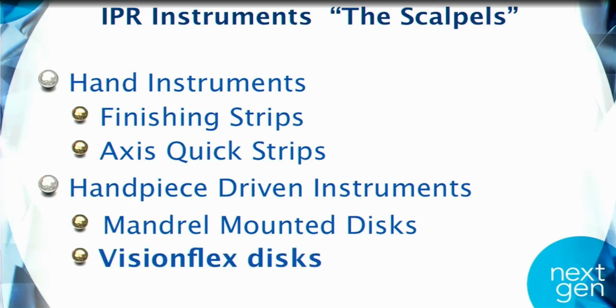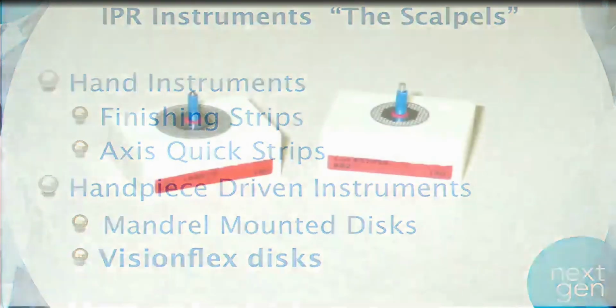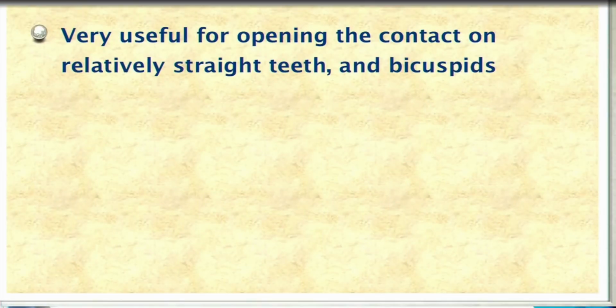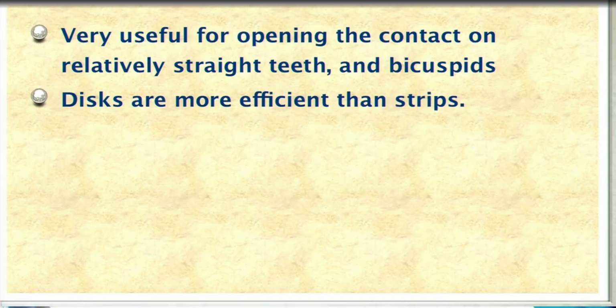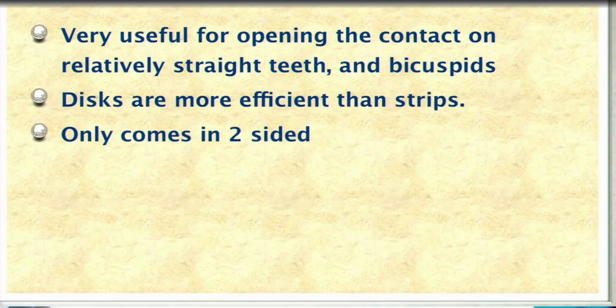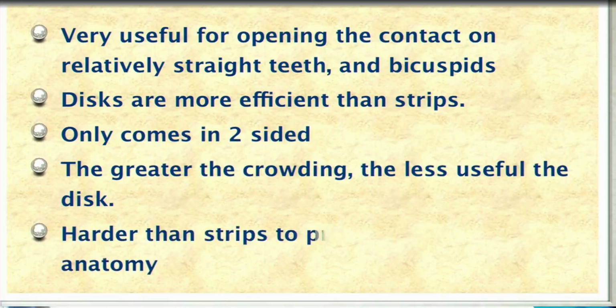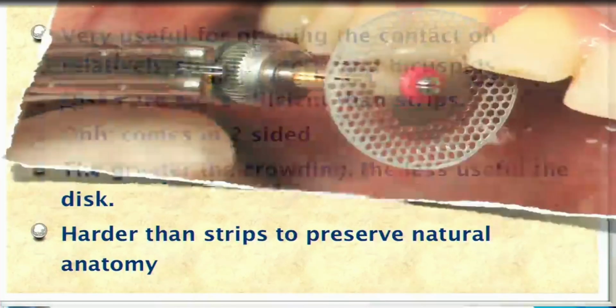And then Vision Flex discs, I really love these for breaking contact. They're made by Brasseler. They come in different sizes. They're very useful for opening the contacts on straight teeth. Can't use them on crooked ones. They're much more efficient than strips, but they only come in two-sided, which I prefer one-sided. The greater the crowding, the less useful they are, and they're harder than strips to preserve the natural anatomy. But I only use them in one situation, and that's just to break the contact.